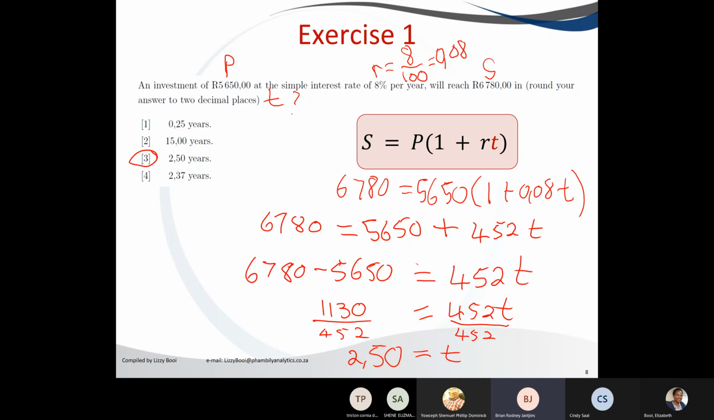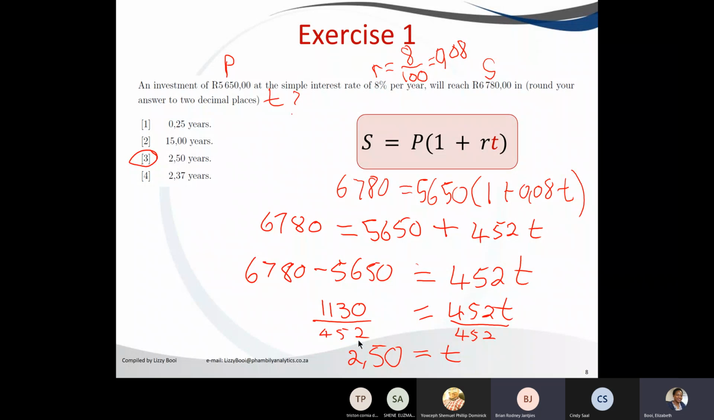I think where you went wrong is when we divided the 6,780 and the 5,650. Yes, on my calculator it gives me 1.512. Yes, I saw that I punched in my calculator wrong. But the solution should be exactly the same.